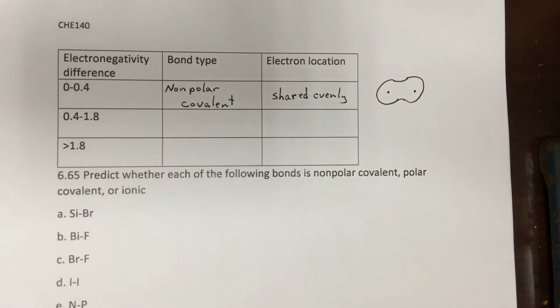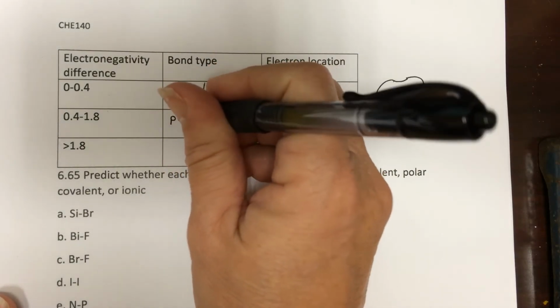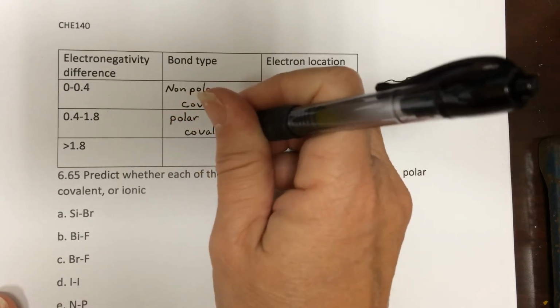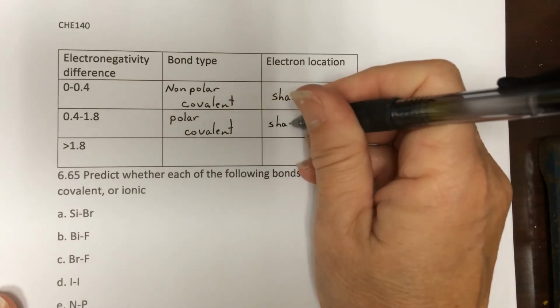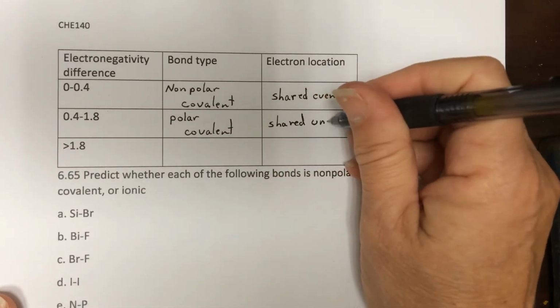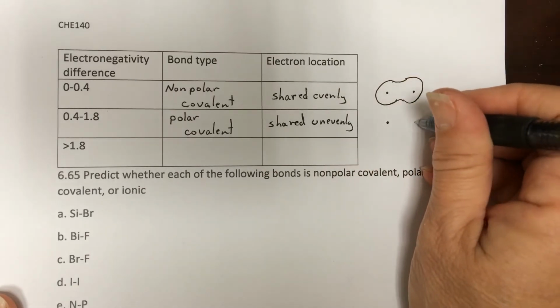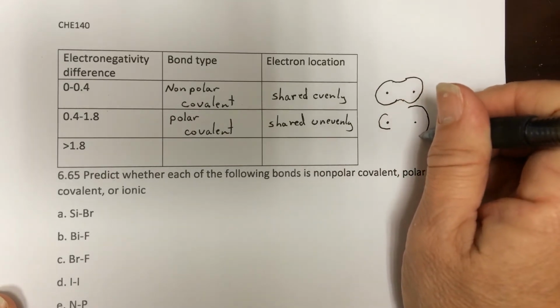If the electronegativity difference between two atoms is greater than 0.4, but not greater than 1.8, then we have a polar covalent bond. And here, the electron is still shared. It's between the two atoms, but it's shared unevenly. And if this is one nucleus and this is the other nucleus, we might get something that looks like, I'm going to draw a bigger circle on this side.